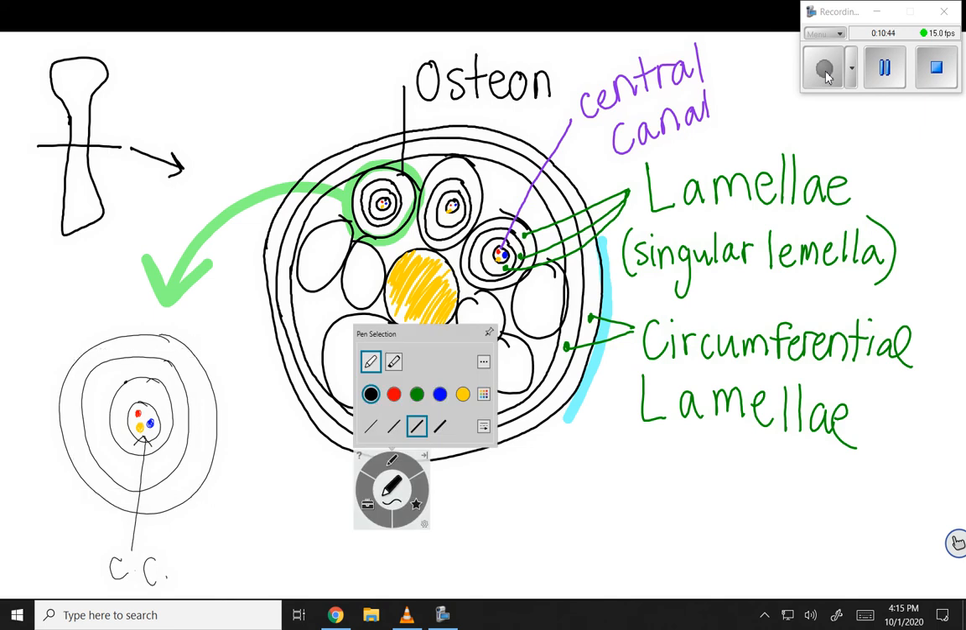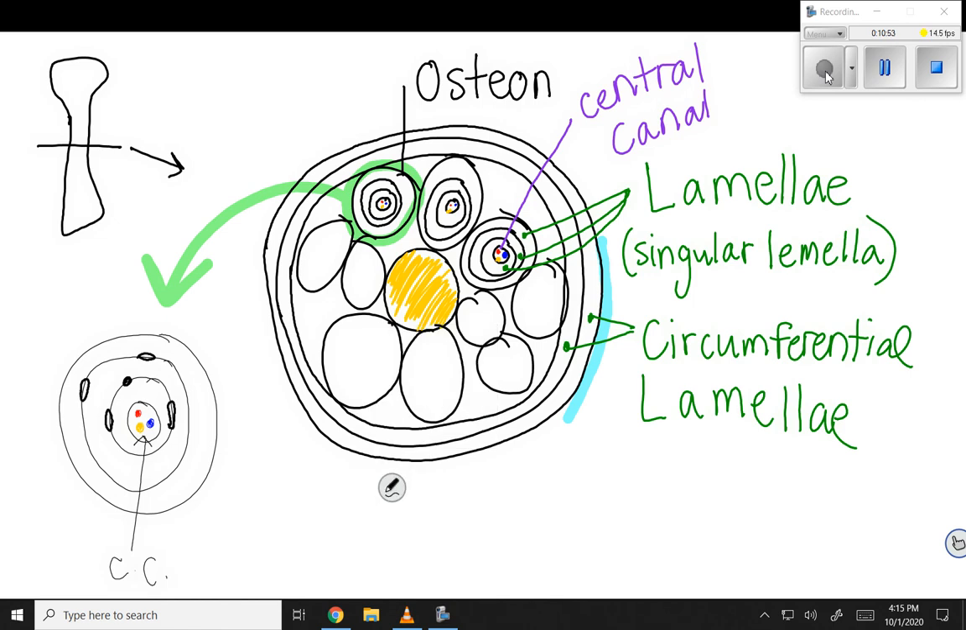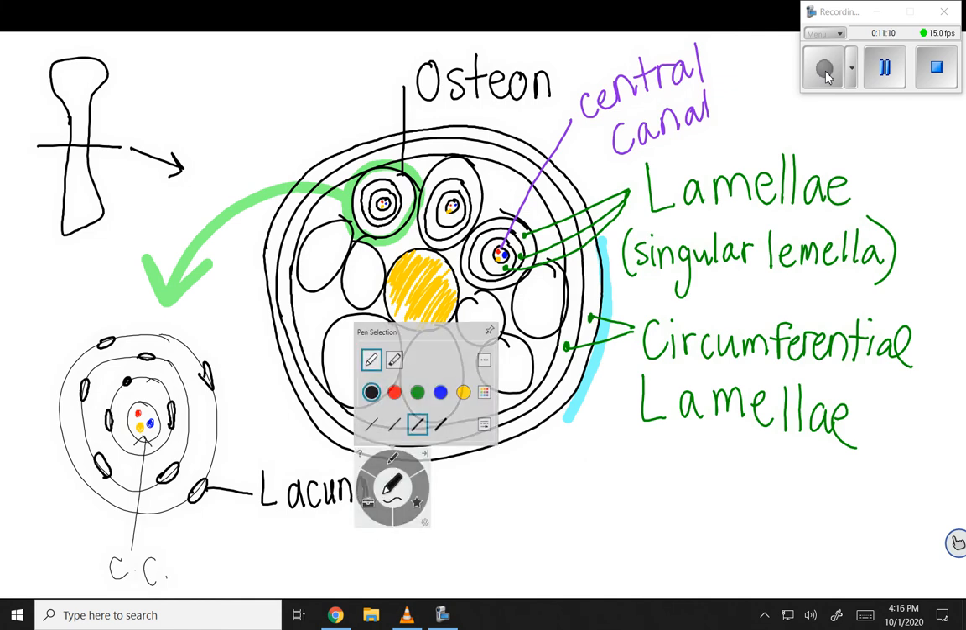I am attempting to draw a lacuna, which is a hole in the hard bone matrix, and it occurs at the junction between concentric lamellae. So I'm drawing a hole, and it is called a lacuna. It's like a little hollow spot in the bone. And then inside of there is where I'm going to find my, what's the color we haven't used yet? We'll just make green to be our osteocytes. So there's an osteocyte, an osteocyte, an osteocyte, and so on.